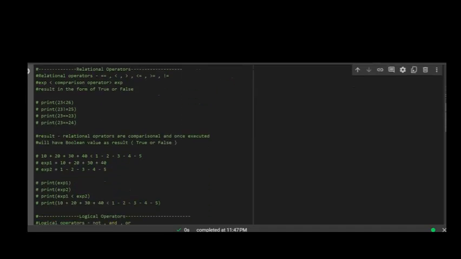Now we'll move forward to relational operators. So what are relational operators? Relational operators are used when you have to compare something.